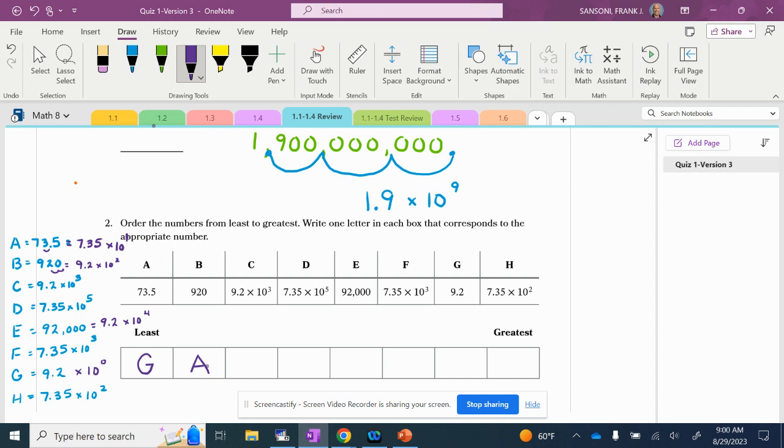And then now are we going with H? Oh, but look, I have H with 10 to the second power. I also have B. They both are 10 to the second power. So now I have to go to the initial factor. One's 7.35, one's 9.2. Which one's smaller, 7 or 9? 7 is smaller, so it is H.